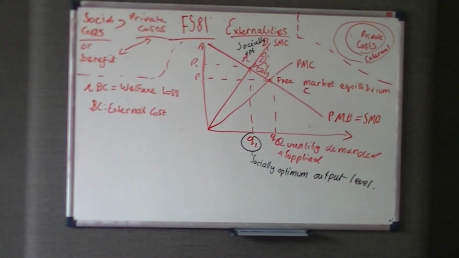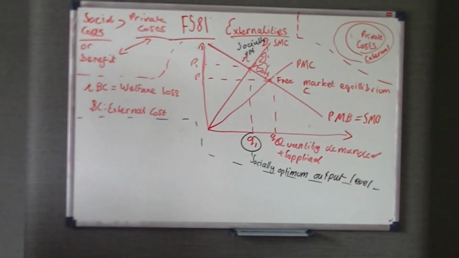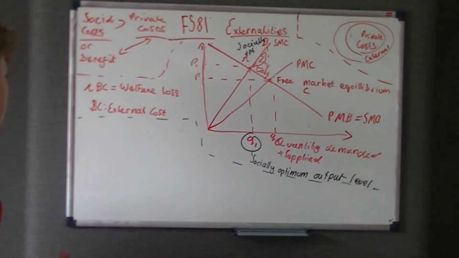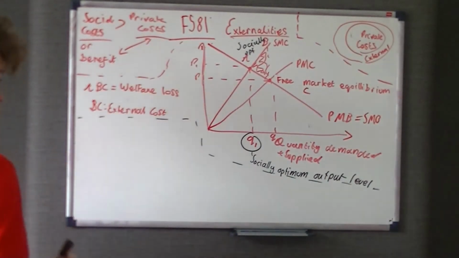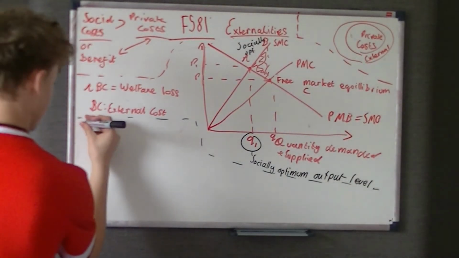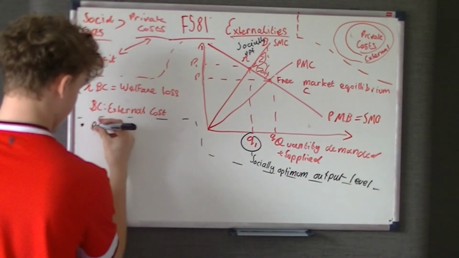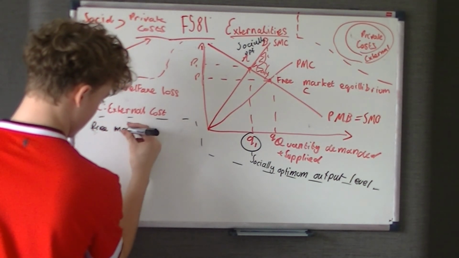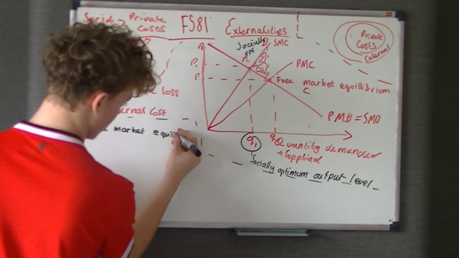So, how can we explain this diagram? Well, I'm going to put a little side thing here, which you're going to need to keep up with. You see that alright? Hopefully you can. So, how can we explain this diagram? Well, first thing you need to do, in the first two paragraphs, it doesn't matter which way around you put it, but you need to say where the socially optimum output level is. I like to go with the private, or the free market, free market equilibrium first. You need to talk about that.